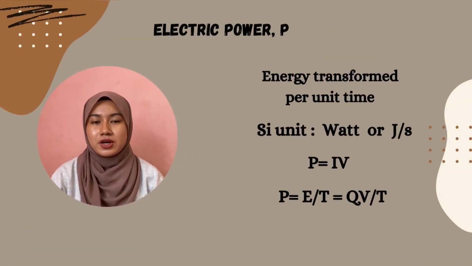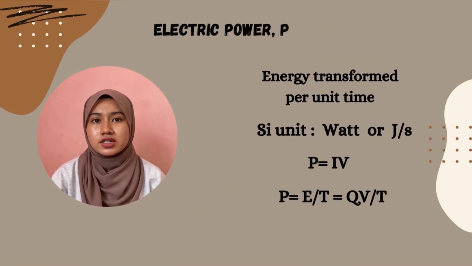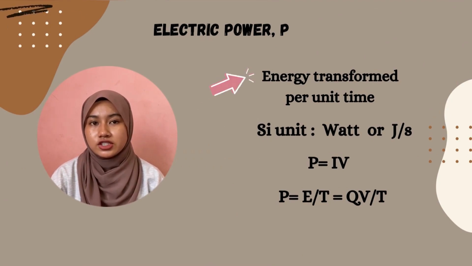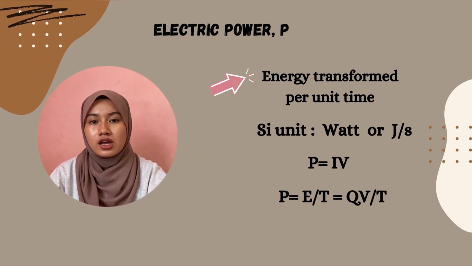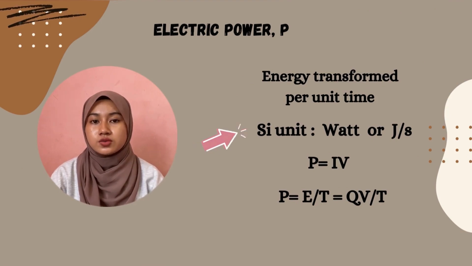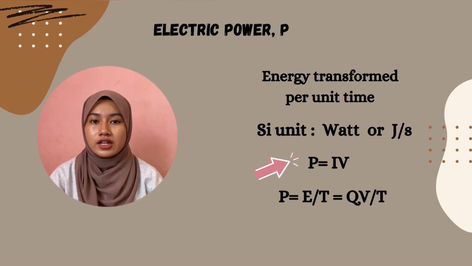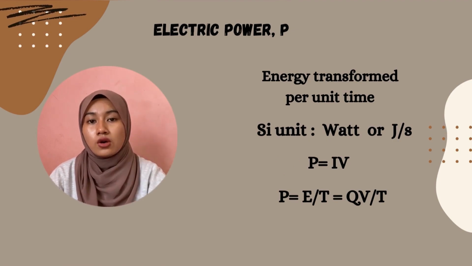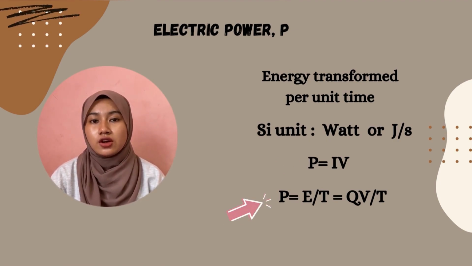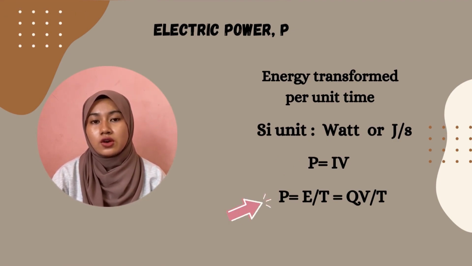Next, electric power. What is electric power? Electric power is energy transformed per unit time. The SI unit for power is watt or joule per second. The electric power equation is known as P equal to IV, where I is current and V is the voltage. Or P equal to E over T equal to QV over T.